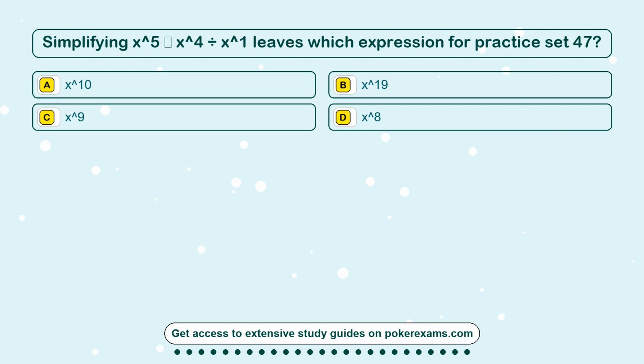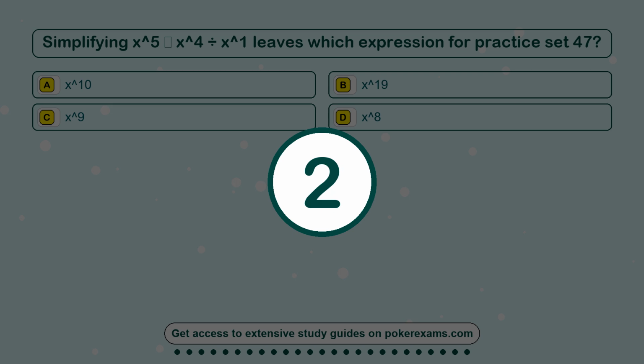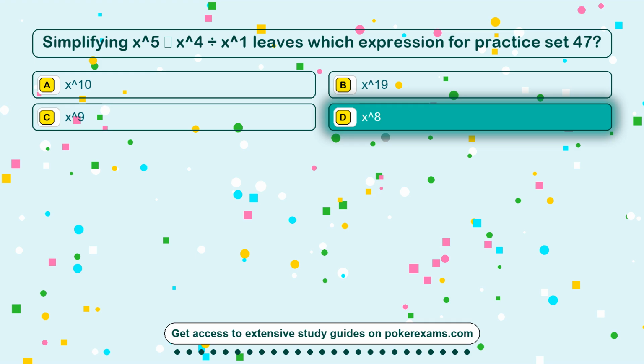Question 6. Simplifying x^5 times x^4 divided by x^1 leaves which expression for practice set 47? Option A x^10. Option B x^19. Option C x^9. Option D x^8. The correct answer is option D, x^8.